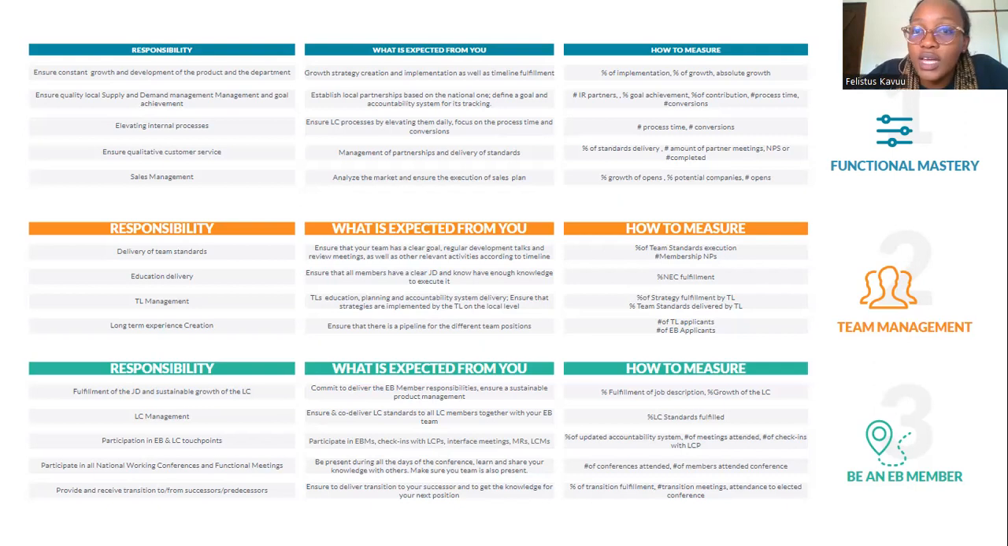For the third one, the measure of success, how you measure it is using process time and conversions. The next one, the quality customer service, you said it's percentage standards delivered, amount of partner meetings, because remember, once you started the project, it doesn't just end there. You have to maintain relationships with them. Then net promoter score, we will go through what that is.